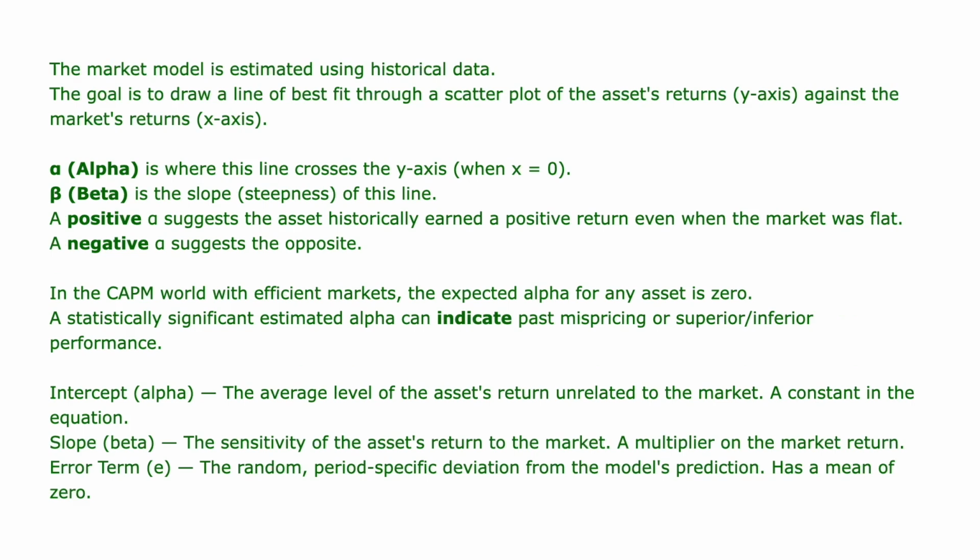Alpha is the y-intercept when market return equals 0. Beta is the slope. Error term is the random deviation from the line, averaging to 0 over time. Only alpha measures consistent market-independent return.